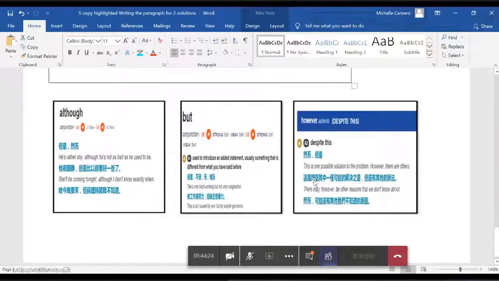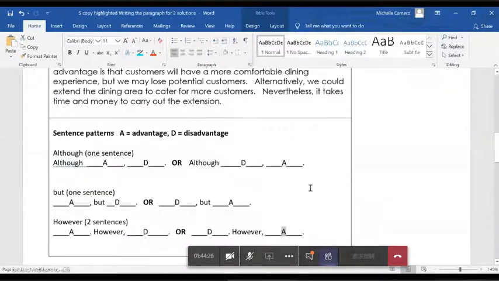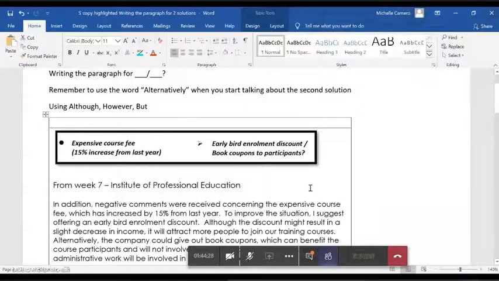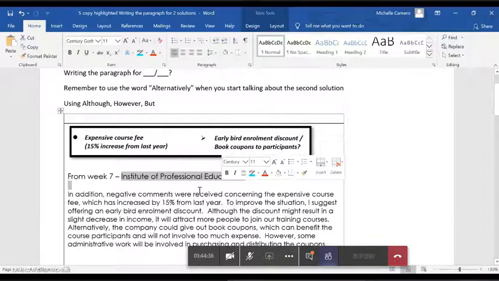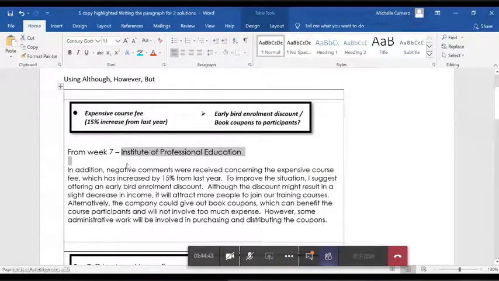All right, now you will notice that I have 4 different paragraphs here. So this is from the Institute of Professional Education. I gave this to you 3 or 4 weeks ago. This was the very first practice paper and sample answer for the assessment that I gave you. All right, but we call it assessment, but now it's called take-home assignment. That's 60% of your grade.